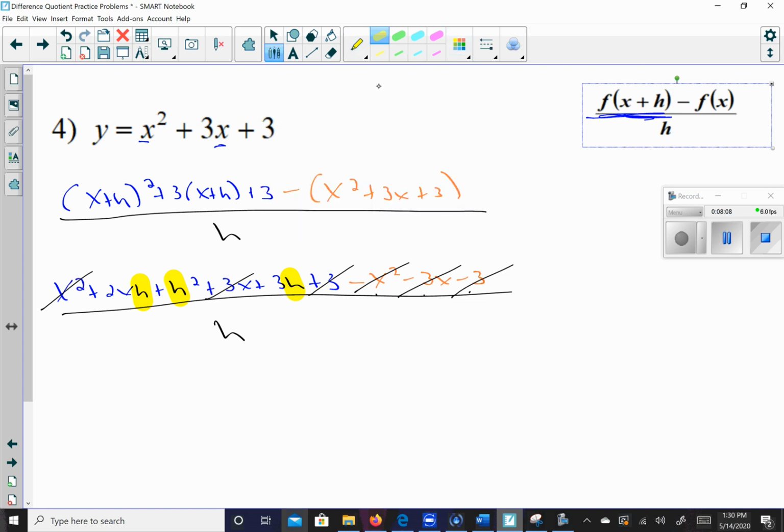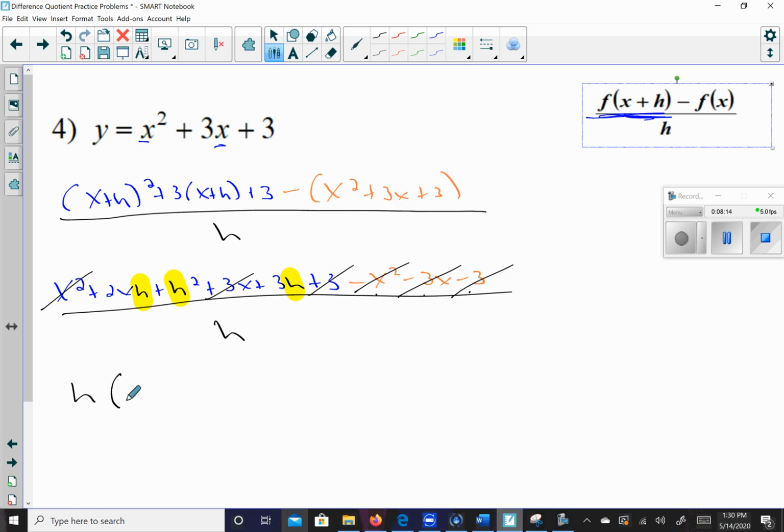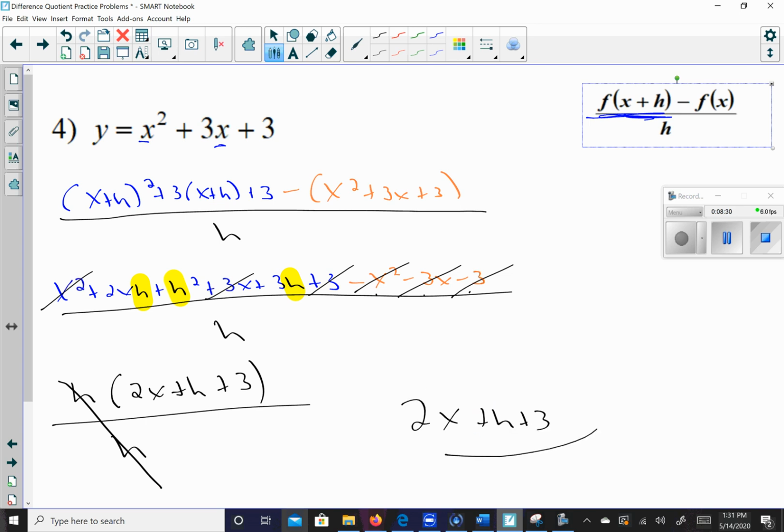So let's get a pen back. I'm going to factor out h and make it h times, here I'll be left with 2x. H squared, when I factor out h, I'll be left with h. 3h, I'll be left with 3. And this is all over h. The h is simplified, and my final answer is 2x plus h plus 3.